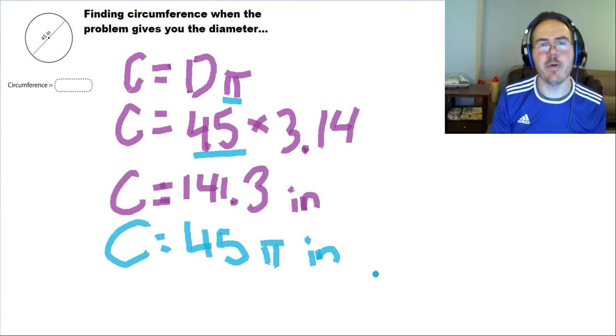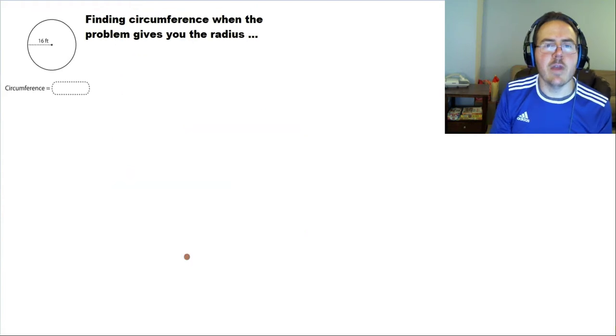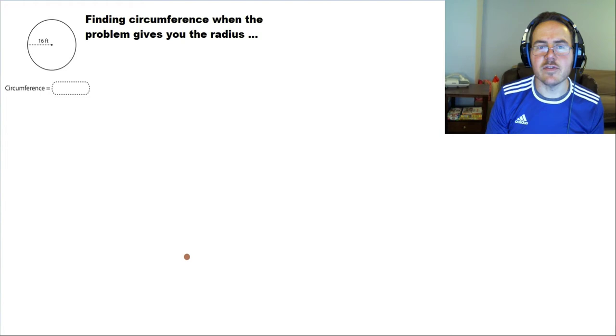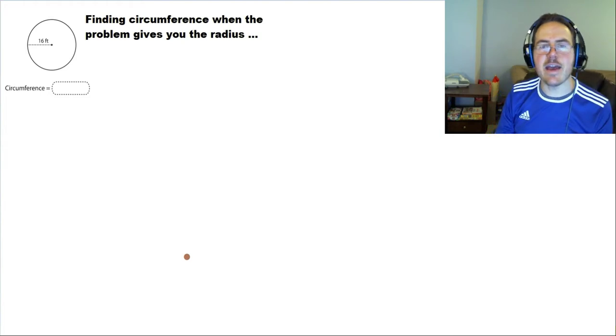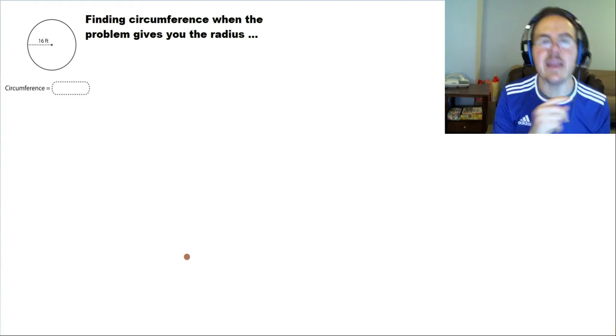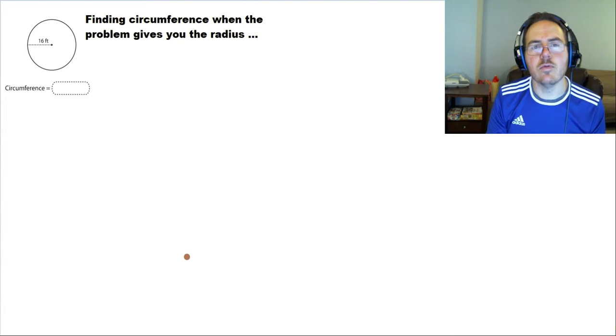Let's go ahead and move into problem number 4. Okay, so problem number 4 does ask us to find the circumference. However, they don't give us the diameter. In this one, they give us the radius. So how do we get this one started?